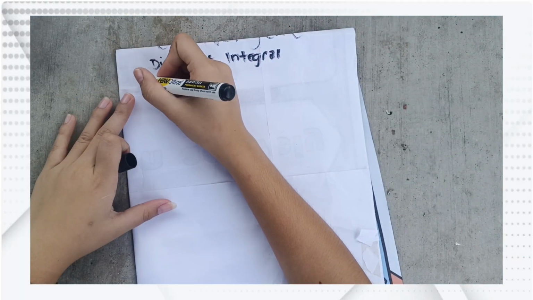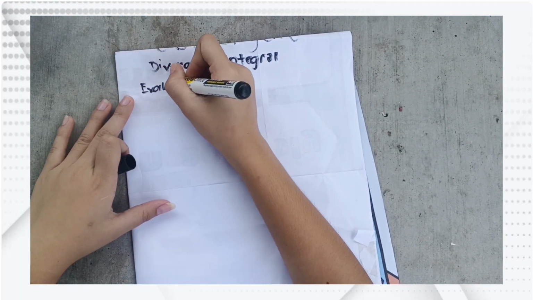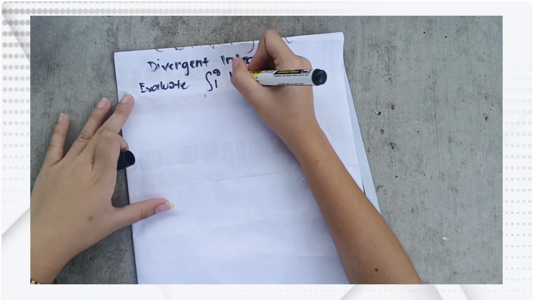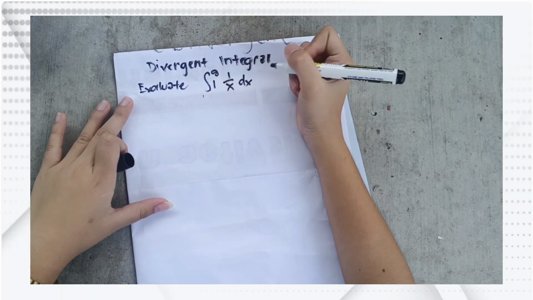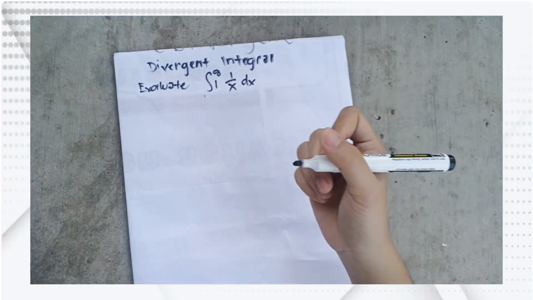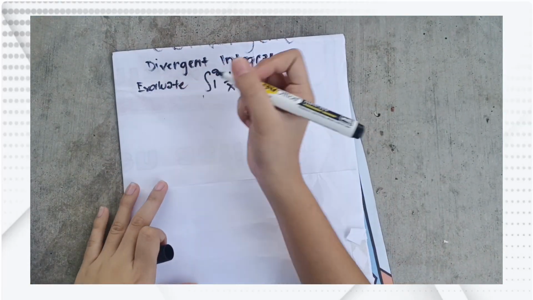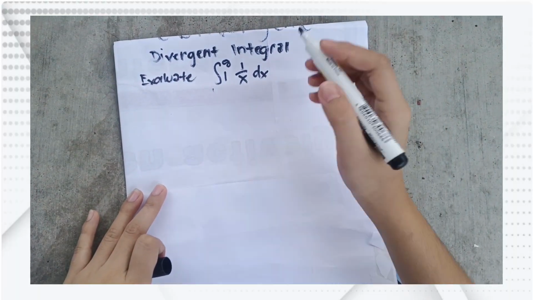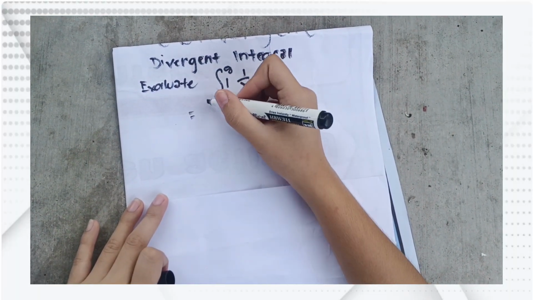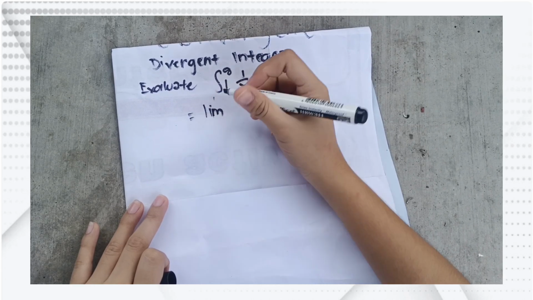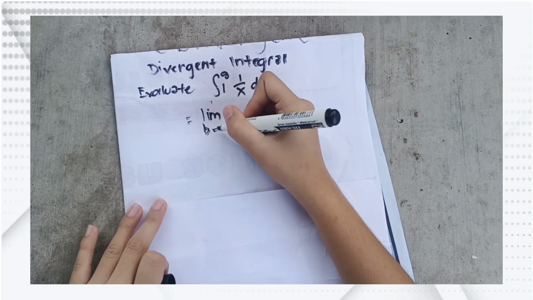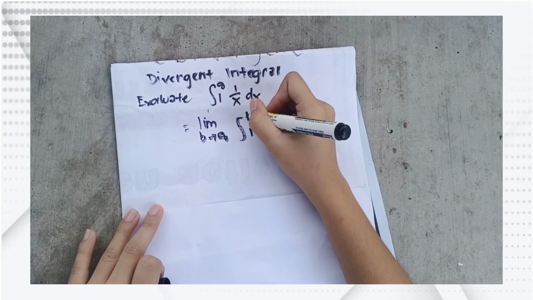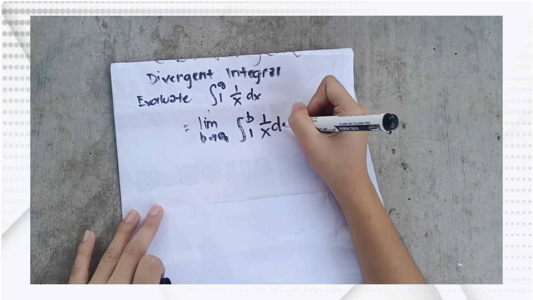Our first example is to evaluate the integral of 1 up to infinity of 1 over x dx. For our example, our first process is we are going to rewrite the equation into a limit. So it is equal to the limit as b approaches infinity of the integral from 1 up to b of 1 over x dx.